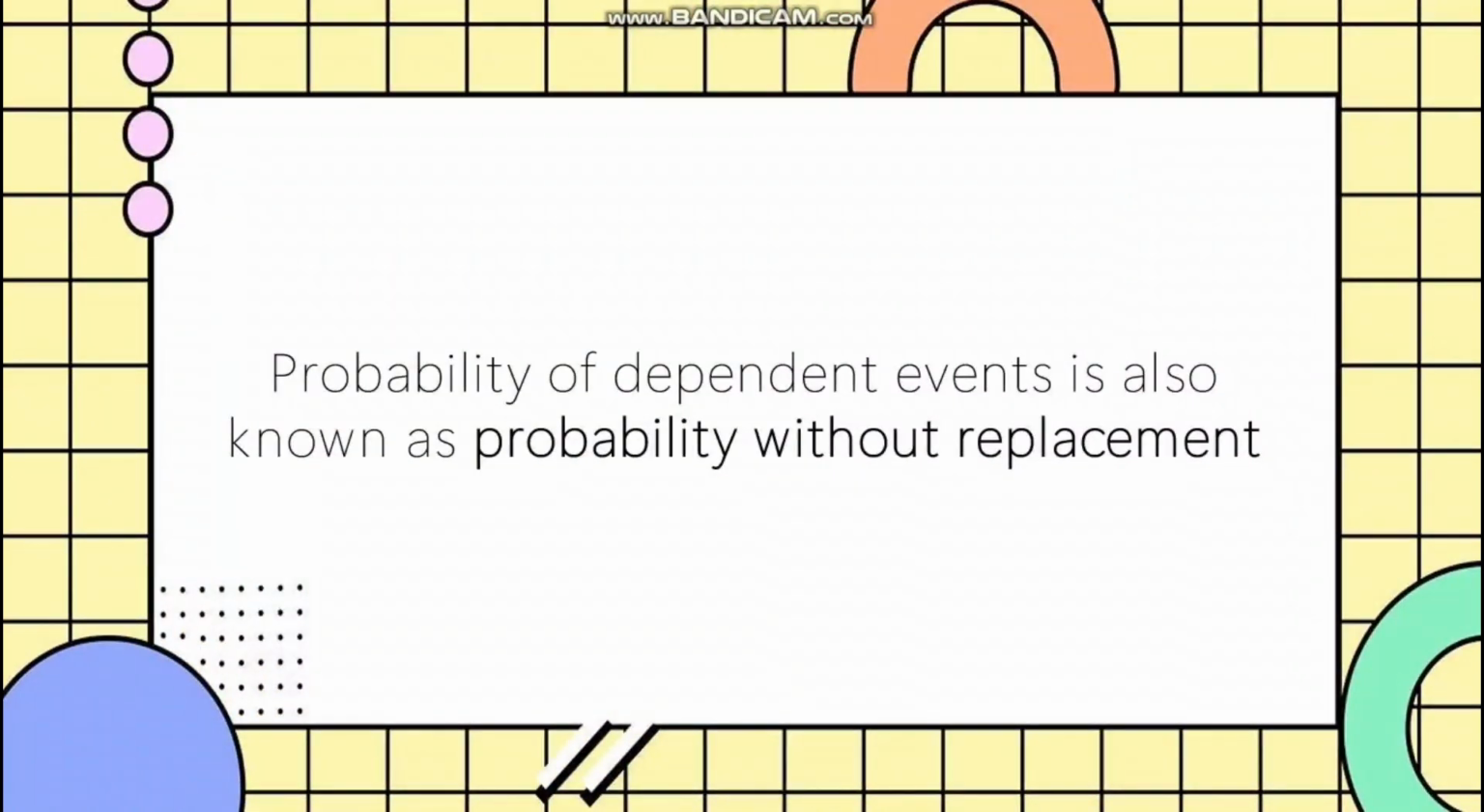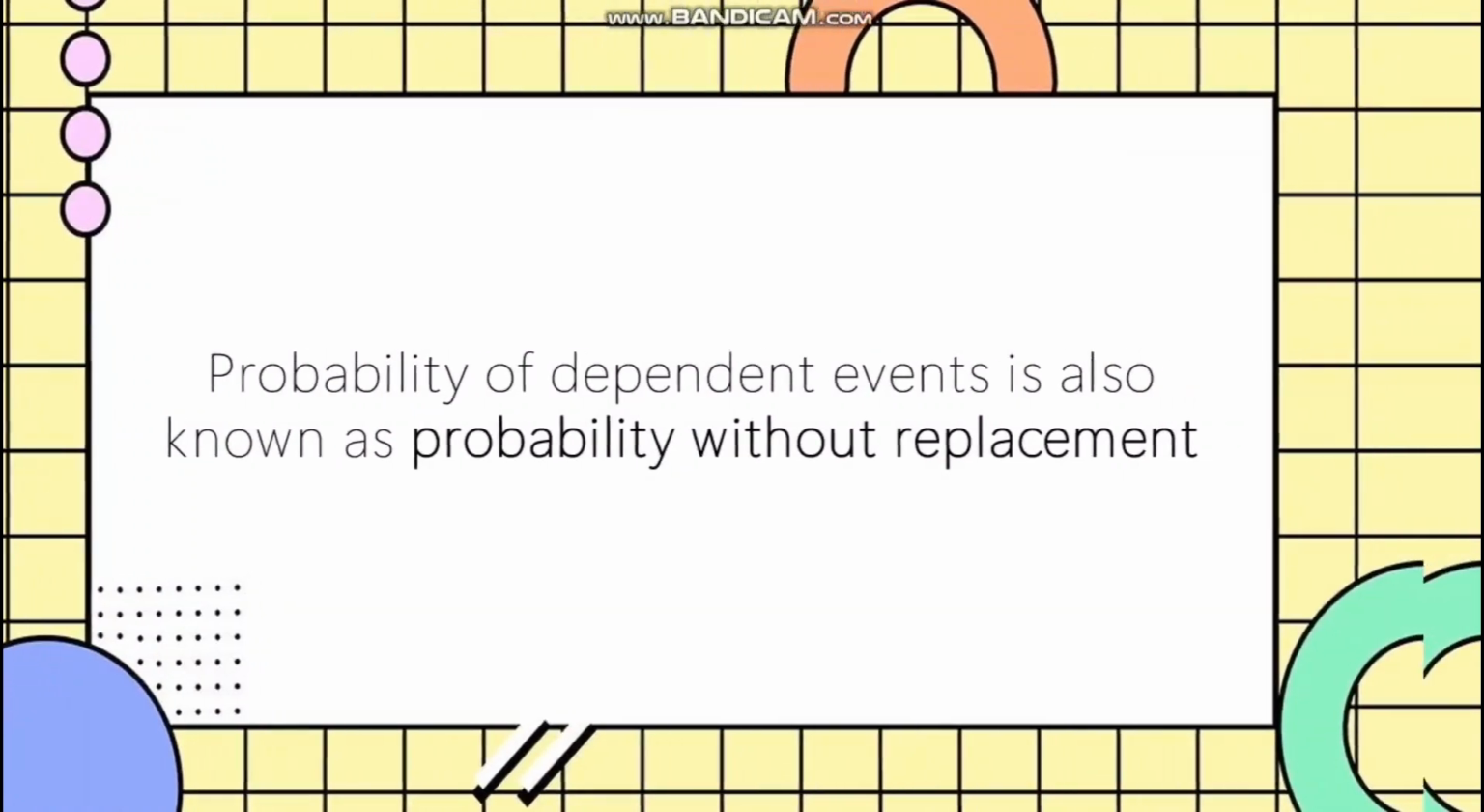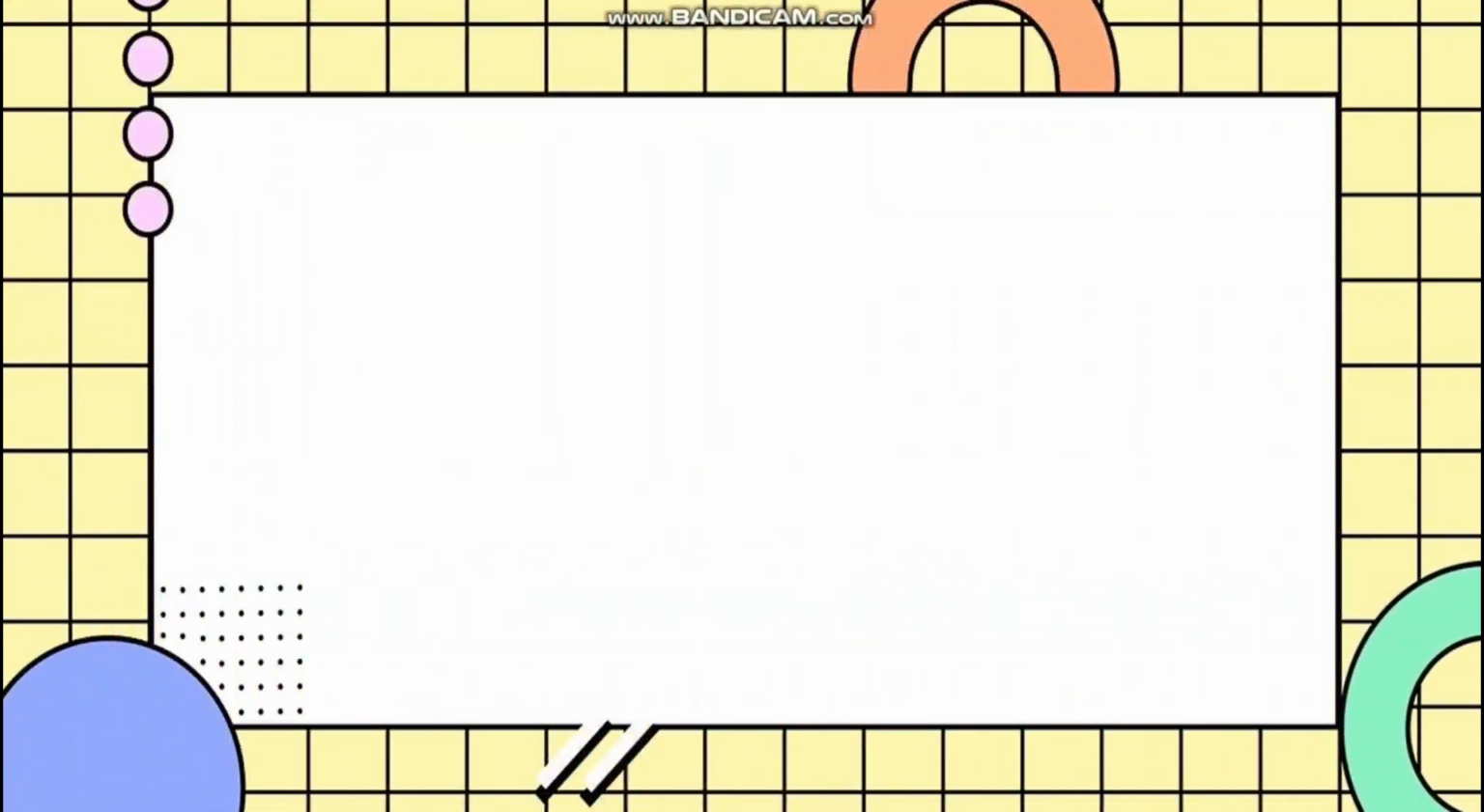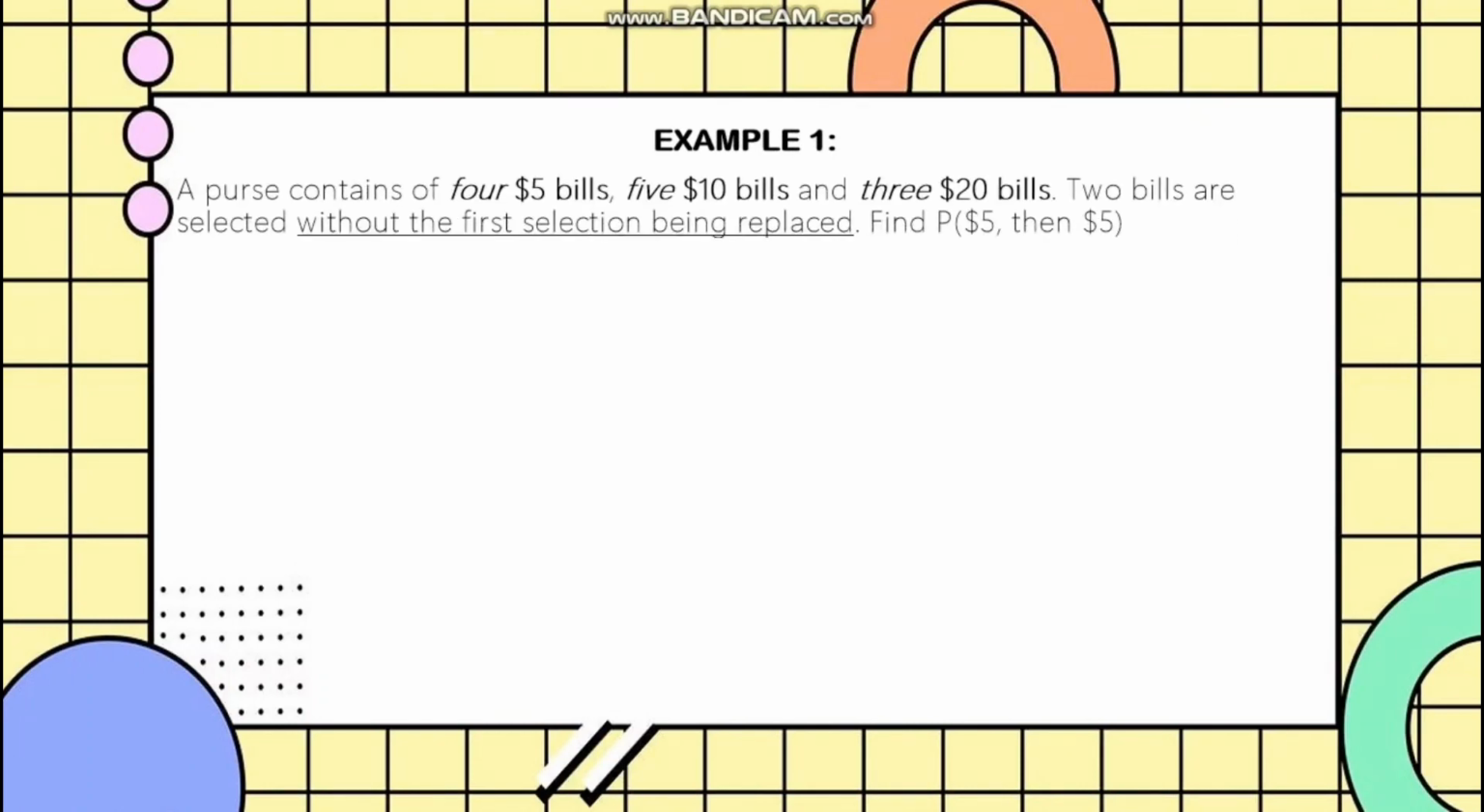Probability of dependent events is also known as probability without replacements. Now here are the examples. Example number 1. A purse contains 4 $5 bills, 5 $10 bills, and 3 $20 bills. Two bills are selected without the first selection being replaced. Find the probability of $5, then $5.